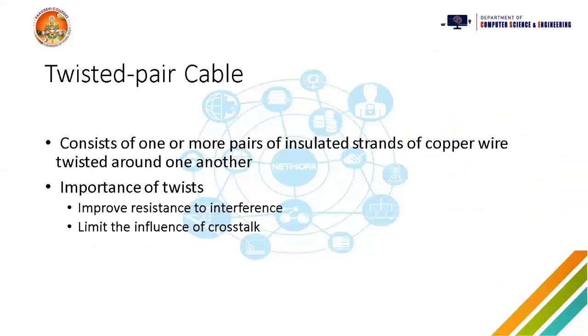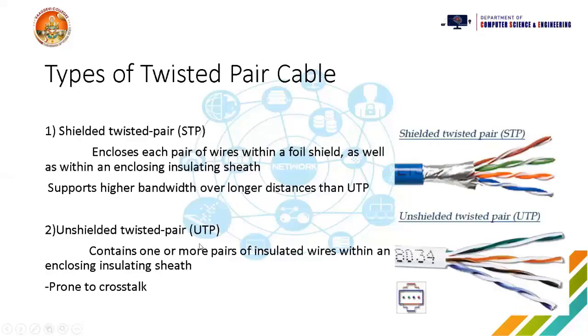Next comes twisted pair cable. Twisted pair cables have multiple individual wires twisted one on another. These twists are done to improve resistance to interference and to reduce crosstalk, the voice disturbance.